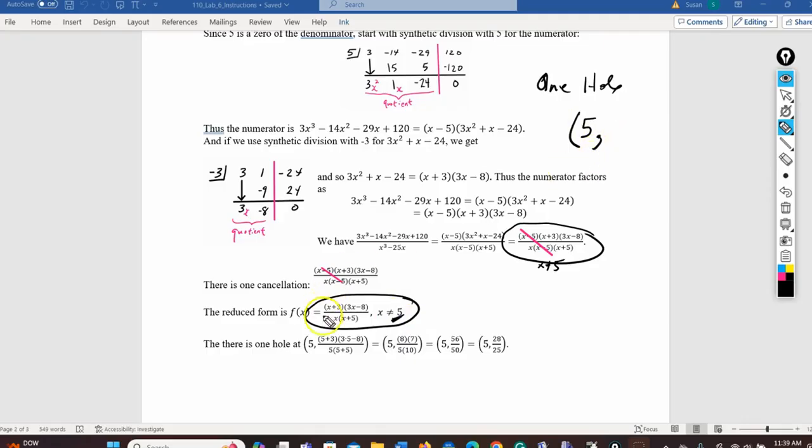Now, what is the y coordinate going to be? Well, the y coordinate is going to be what I get when I plug 5 into x for this reduced form. So I'm going to have 5 plus 3 times 3 times 5 minus 8, all over 5 times 5 plus 5. So here I'm going to have 5 plus 3 is 8. And I'm going to have 15 minus 8, which is 7, all over 5 times 10.